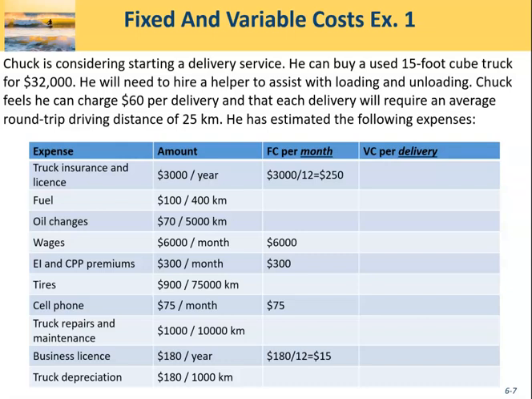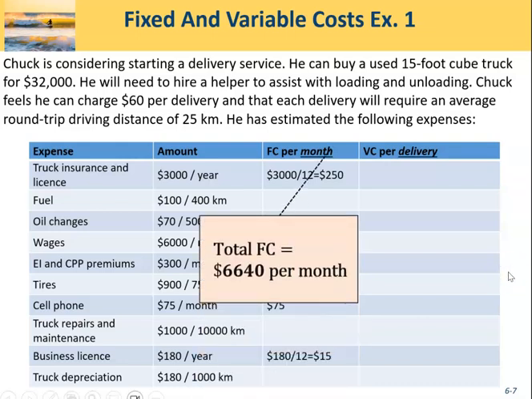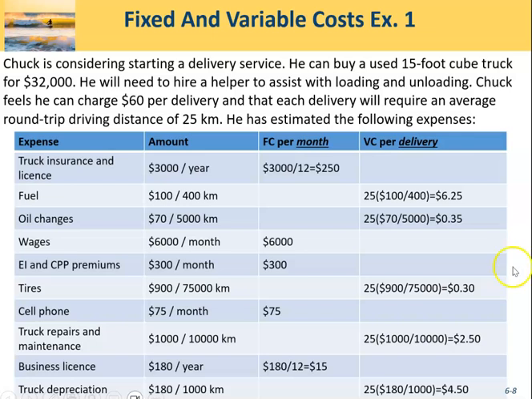Cell phone, we have to pay our cell phone no matter what. Business license, same thing. It's going to be $180 per year, so we're going to divide that by 12 to come up with $15 per month. Okay, so now let's look at the rest.